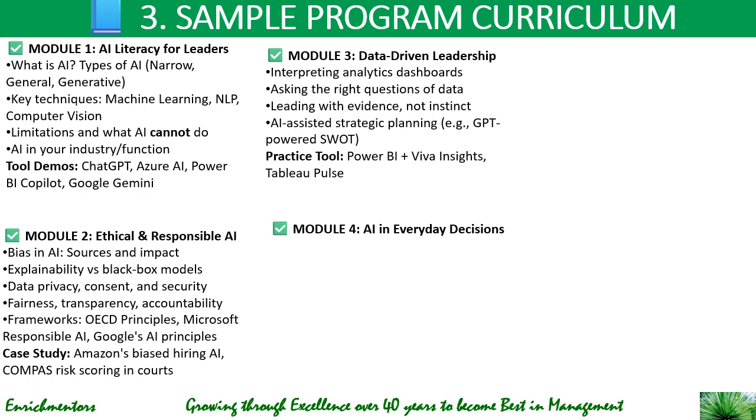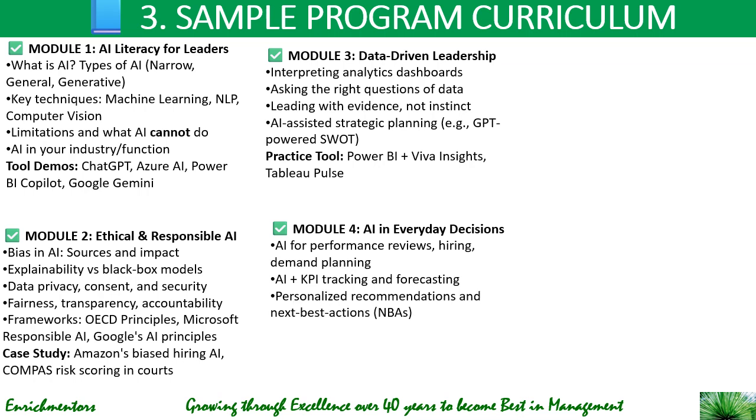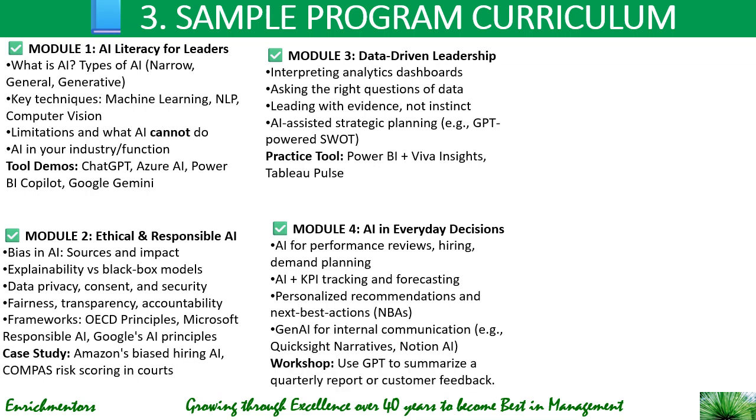The fourth module could be AI in everyday decisions, where you have AI for performance reviews, hiring, and demand planning. AI plus KPI tracking and forecasting could be another topic in this module. Then personalized recommendation and next best action that people leaders can get by using AI. And this could be of specific interest to you because they take decisions and they'll be happy to know what to do next if things happen in a different way than they thought. And then Gen AI for internal communications like quick site narratives and Notion AI. And you could have workshops for this using GPT to summarize a quarterly report or customer feedback.